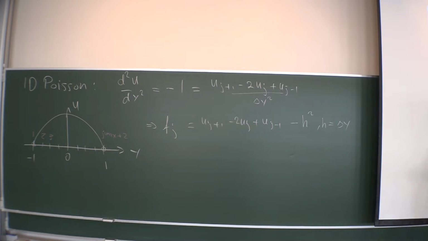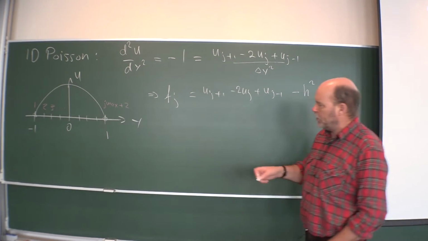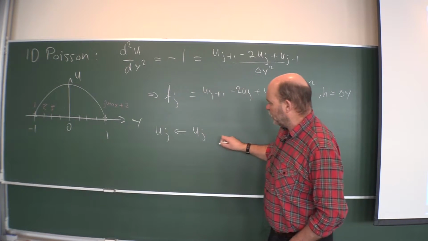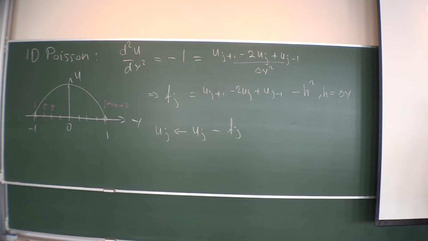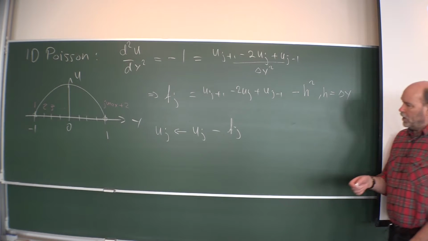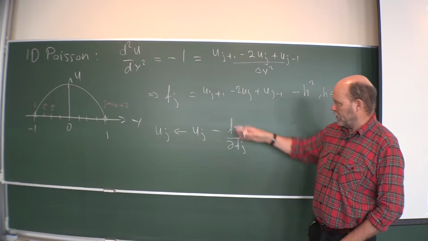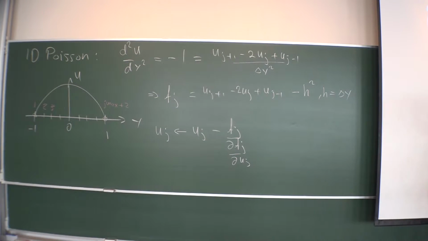How to find it? Well, the iterative scheme, sort of the stencil, the recipe, goes like this. The new velocity equals the old one, minus, and then you use the residual, you use the error to adjust the value. And how do you adjust it? Well, it's minus f divided by the derivative of this function with respect to the point I have picked out. And in this stencil, the derivative there is just minus 2, so it's fairly easy.